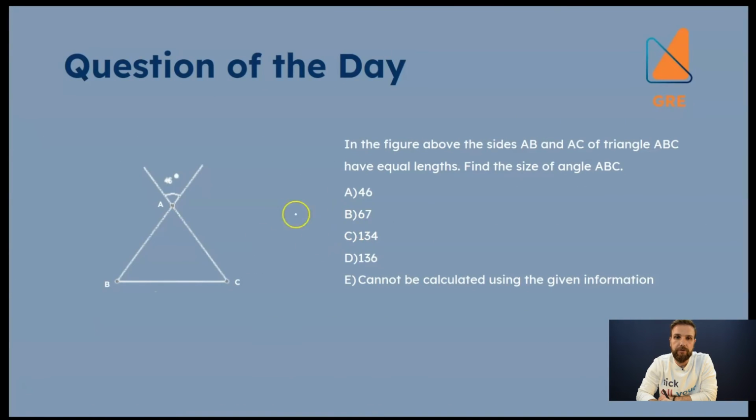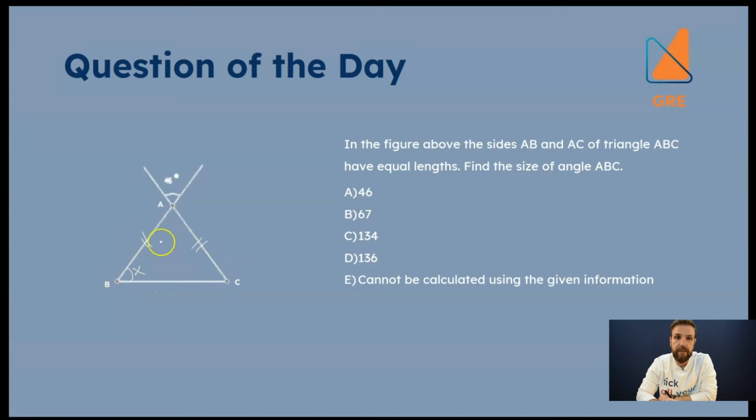Let's check this geometry question. In the figure above, actually the figure is on the side, we have the sides AB and AC of triangle ABC having equal lengths. So this side and this side are equal to one another, and we have to find the size of angle ABC.